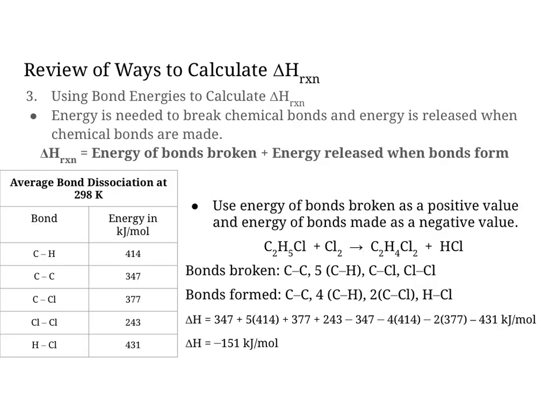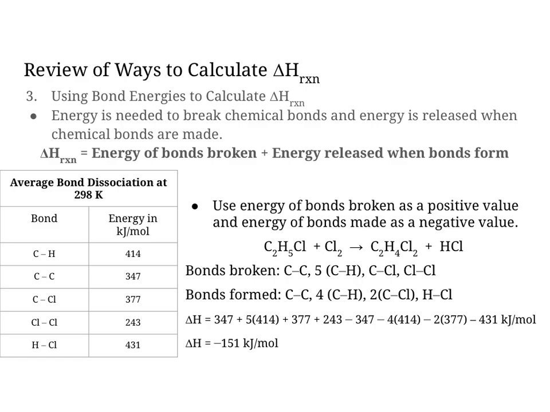And moving forward, we also have one more way that we can calculate the change in enthalpy of reaction. We remember that energy is needed to break chemical bonds, and energy is released when chemical bonds are formed. So we can take the change of enthalpy of a reaction, which equals the energy of bonds broken plus the energy released when bonds are formed, and we use the bonds broken as positive values and the bonds formed as negative values.